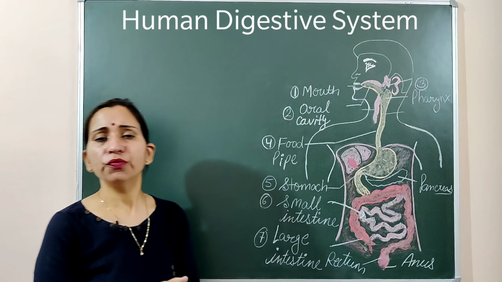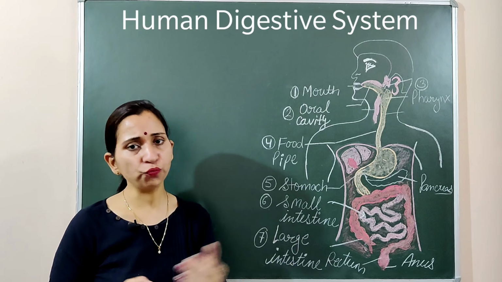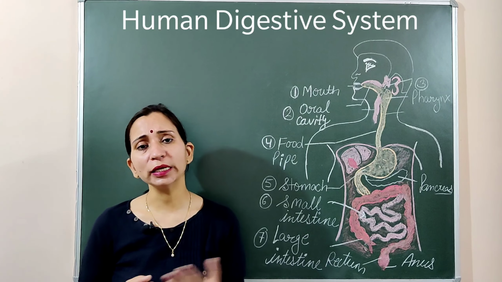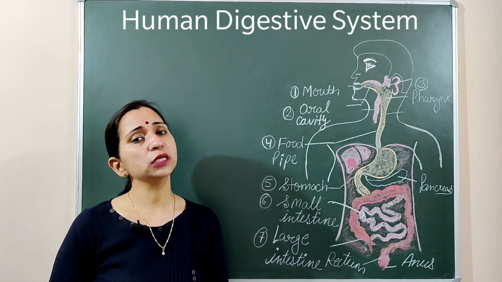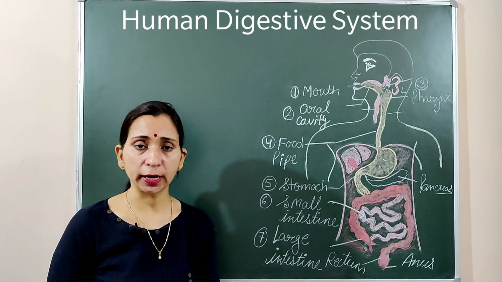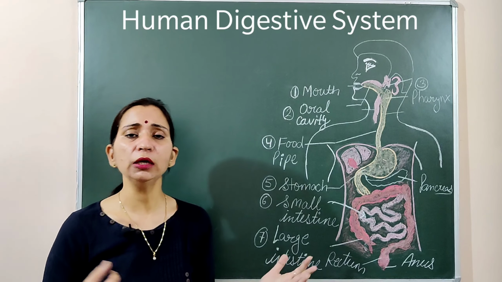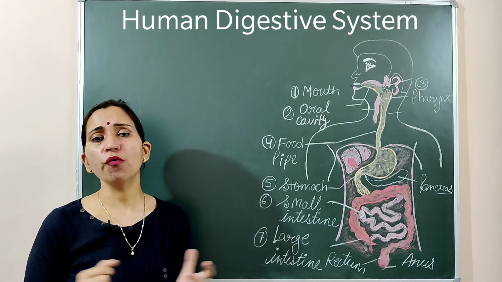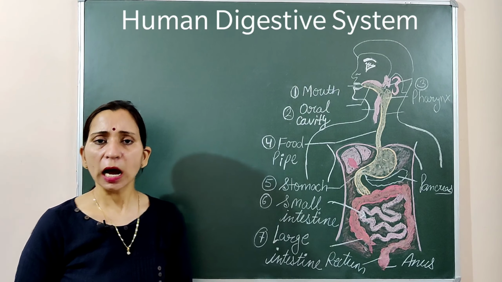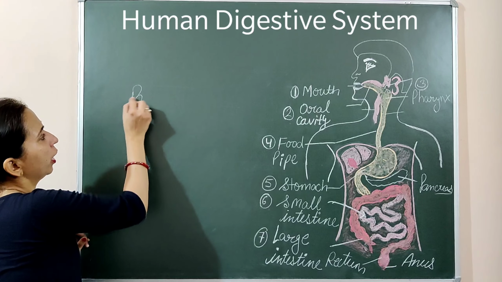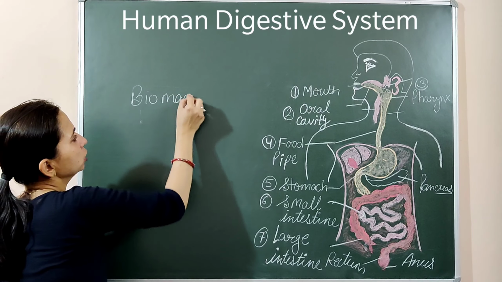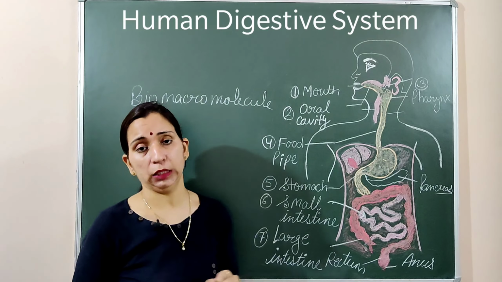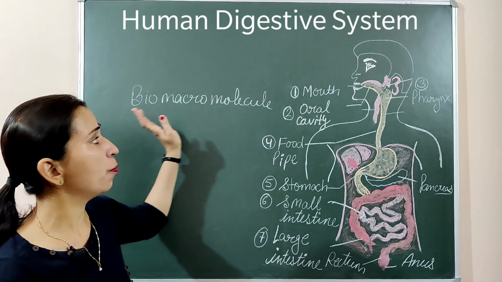In this chapter, first we need to understand that we need food. हमें पता है हम food intake करते हैं. The food which we take contains nutrients, and these nutrients are required to provide us energy, and also for body growth and maintenance. These nutrients are present in the food in the form of biomacromolecules, and these biomacromolecules cannot be utilized by the body directly.